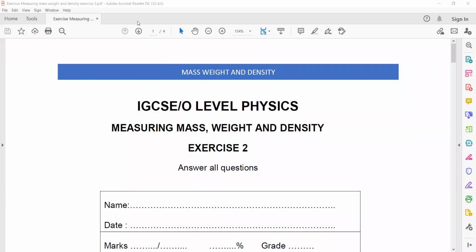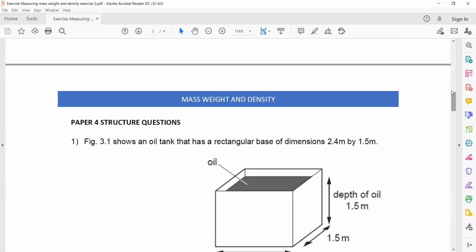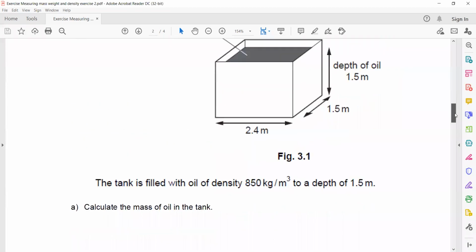So this session is related to exercise 2 of measuring the mass, weight and density. In the last session we discussed exercise 1 from this topic. Today exercise 2.